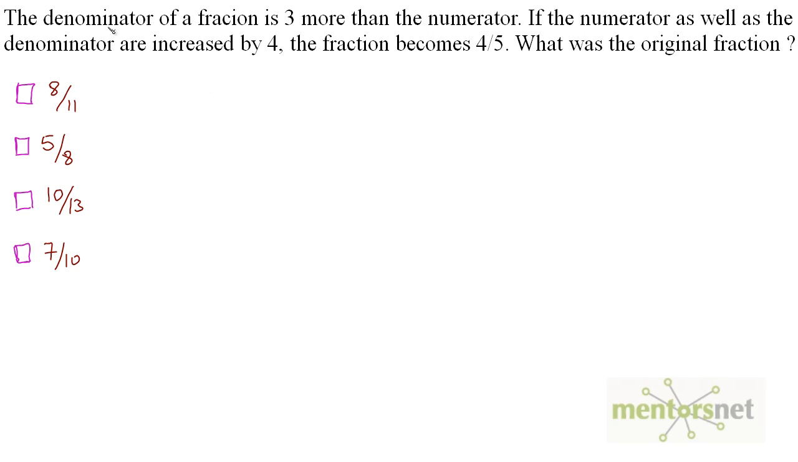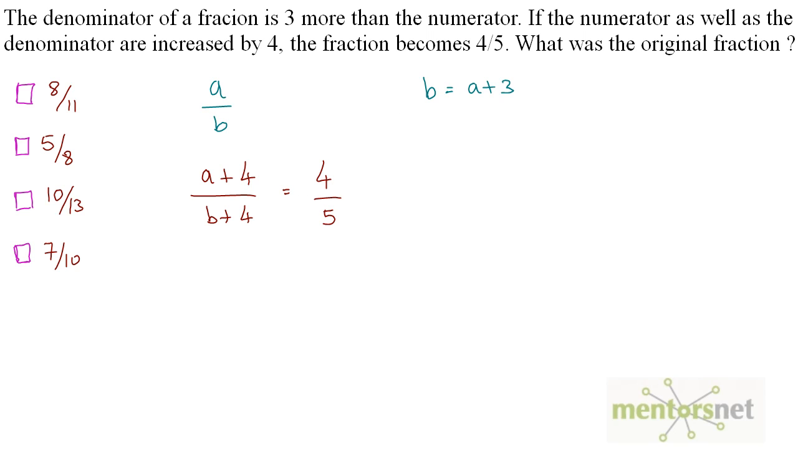Okay, so we have been given that the denominator of the fraction is 3 more than the numerator. Let the fraction be A by B. So the denominator is 3 more than the numerator. Therefore we can write B is equal to A plus 3. And if the numerator as well as the denominator are increased by 4, we have A plus 4 by B plus 4, and the fraction becomes 4 by 5. So this is equal to 4 by 5.